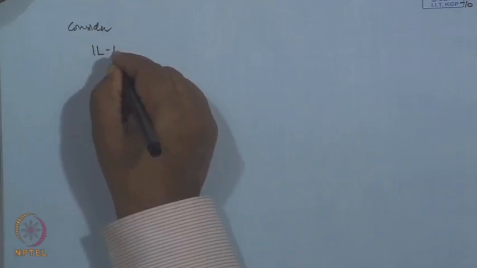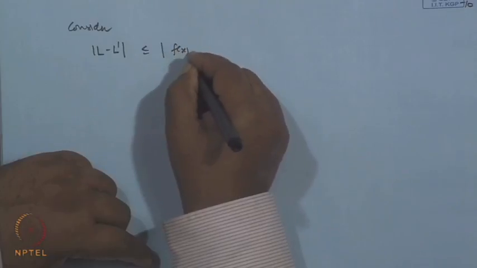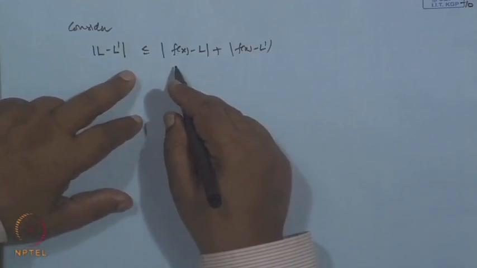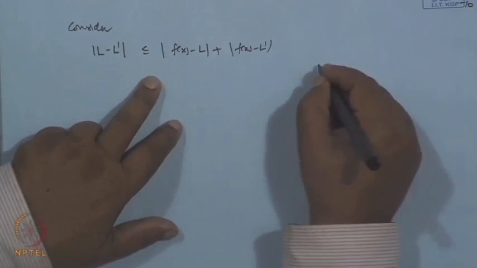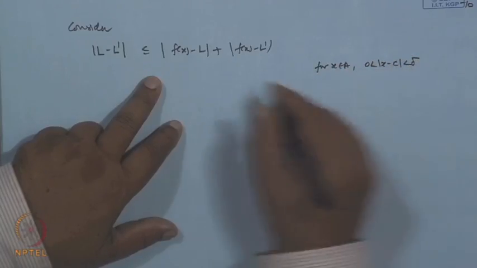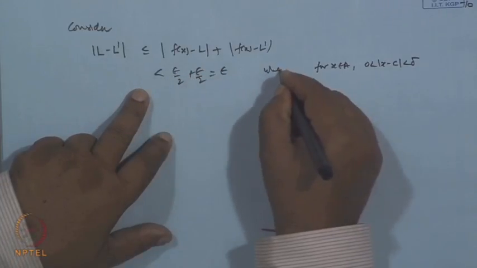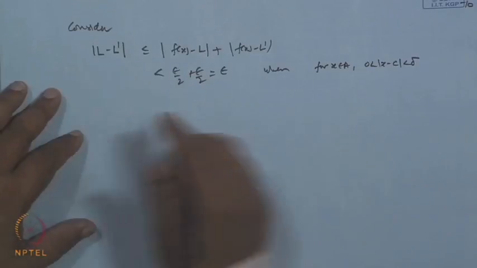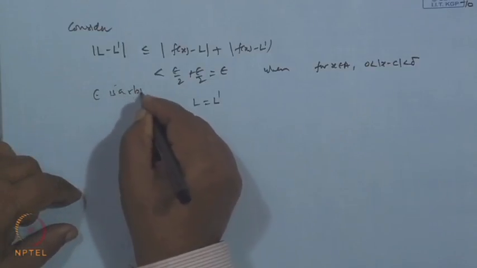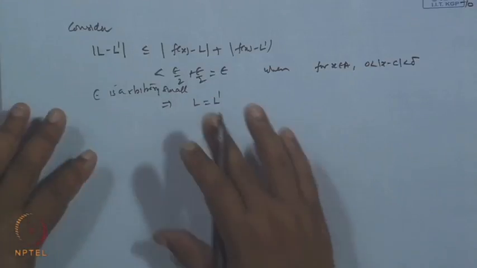Now consider mod of L minus L dash. This is less than or equal to, adding and subtracting f x, mod of f x minus L plus mod of f x minus L dash. But mod of f x minus L is less than epsilon by 2 for all x belonging to A with 0 less than mod x minus C less than delta, and this is also less than epsilon by 2. So what it shows is that L is equal to L dash, because epsilon is arbitrarily small. So we get L equal to L dash, that is, the limit will be unique.